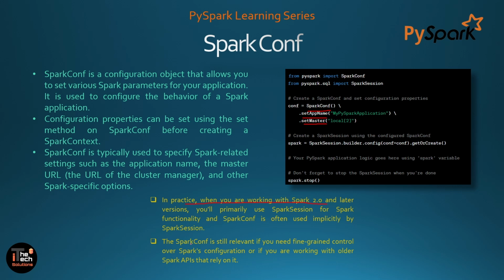But still, if we want to fine grain some of the parameters or configurations, we can use the SparkConf. Configuration properties can be set using the set method on SparkConf before creating the Spark context. SparkConf is typically used to specify Spark related settings, and any parameters that we want to set here, we can use the SparkConf parameter. So this was about SparkConf and Spark session.